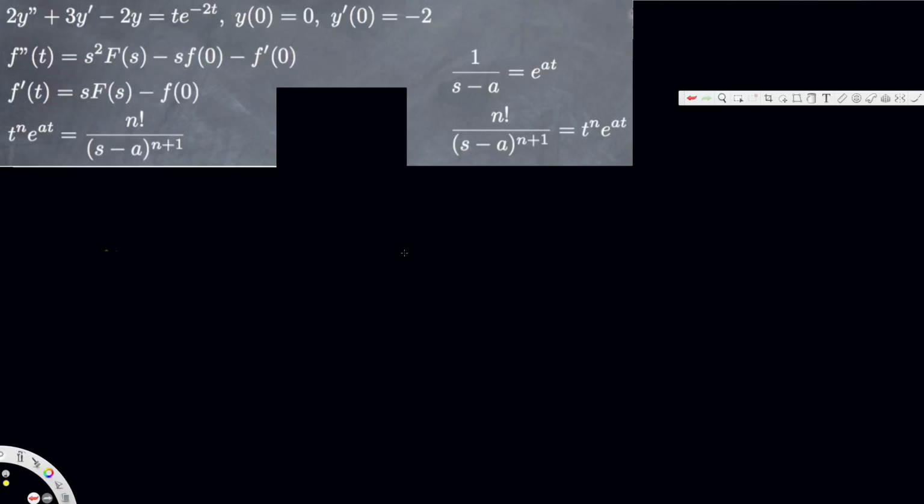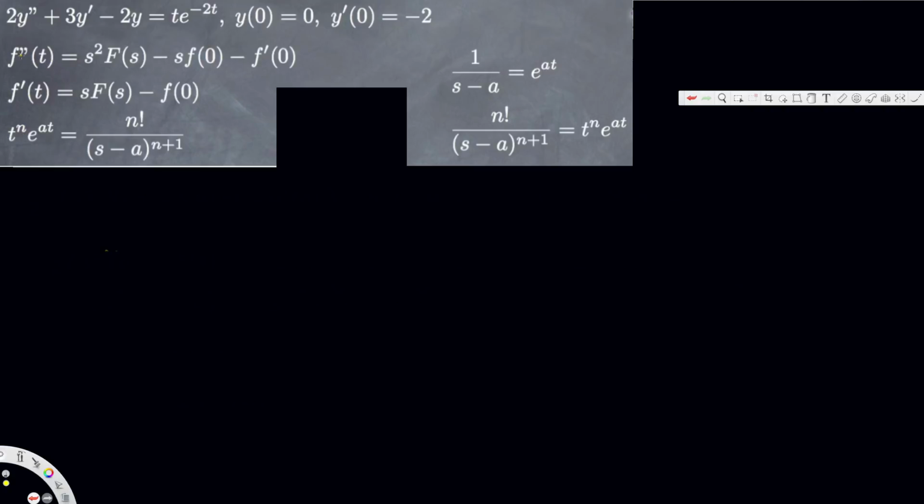Going on, guys. In this video we are going to see an example of an initial value problem with Laplace transform. In this particular problem we are asked to find the Laplace transform for this given function. The function is 2y double prime plus 3y prime minus 2y is equal to t e power negative 2t, and also we have the two initial values, y of 0 is equal to 0, y prime of 0 is equal to negative 2. And when we do the Laplace transform we use these three equations.